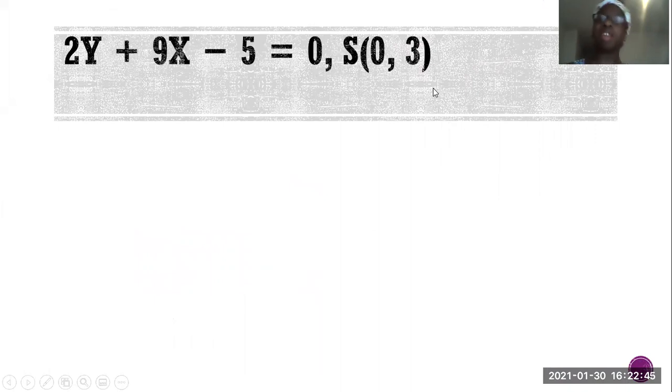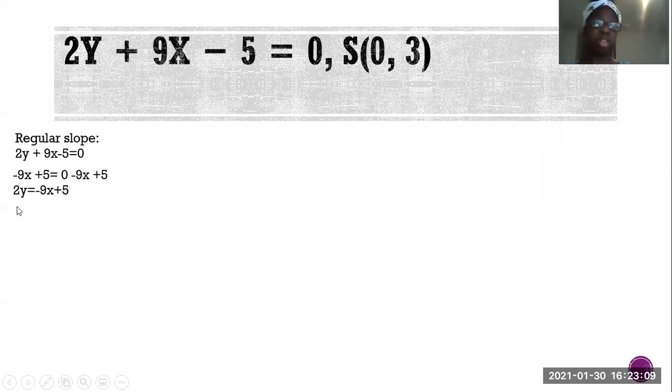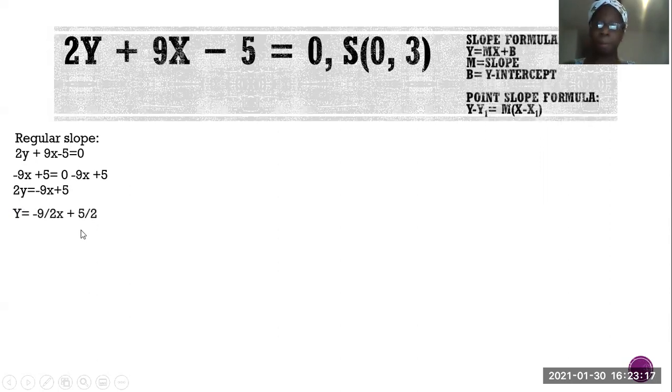Now, of course, this is not like the other equation of a line because this is not solved. So we had to put this in simplest form. And to do this in simplest form, we had to get y by itself. So now we had to solve our regular slope first. To solve it, we had to get y by ourselves, which means we had to subtract 9x and then plus 5, because this is a negative, so we had to plus 5. And now that we have this all on the other side, now we have to divide everything by 2 to get y by itself. And our slope will be negative 9 over 2 plus 5 over 2.